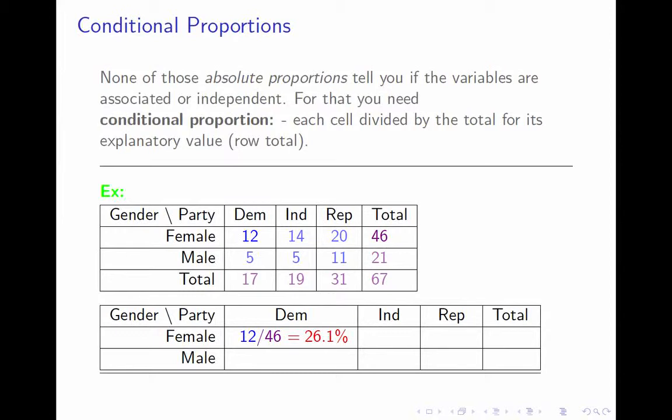Okay? Kind of a subtle thing. Stop and make sure that you see that that's what we're saying. The conditional proportion here is the proportion of women who are Democrats.